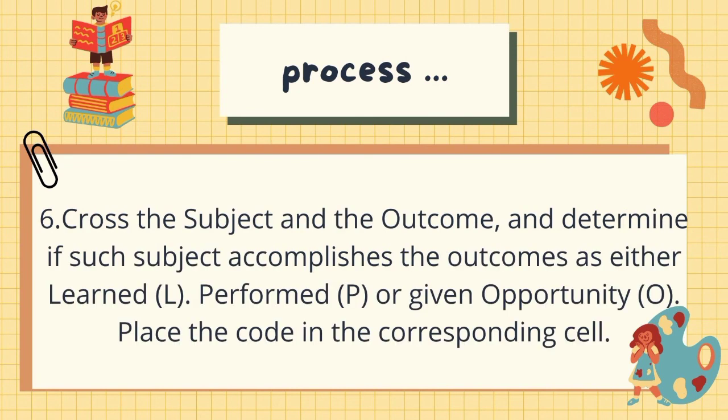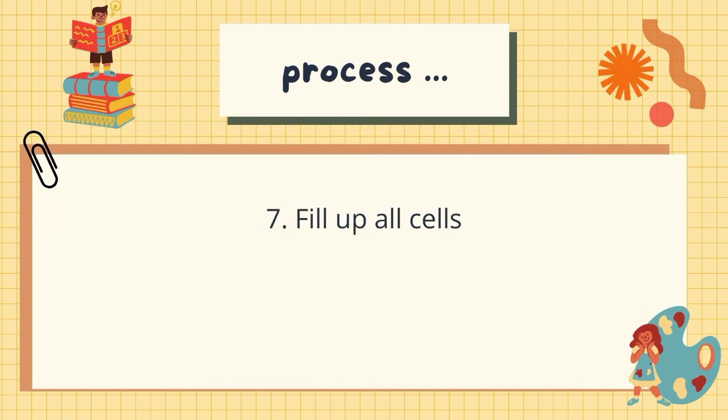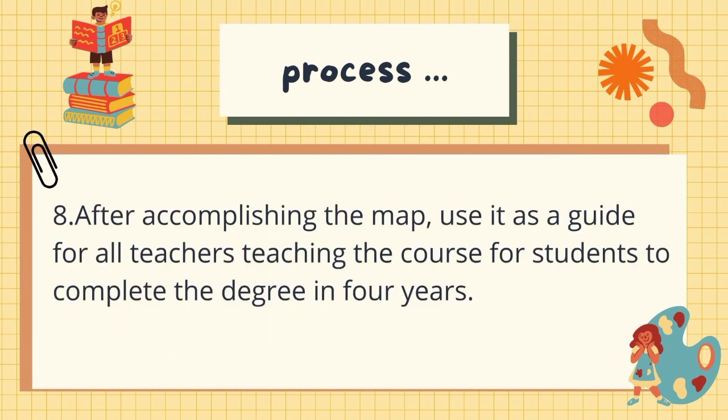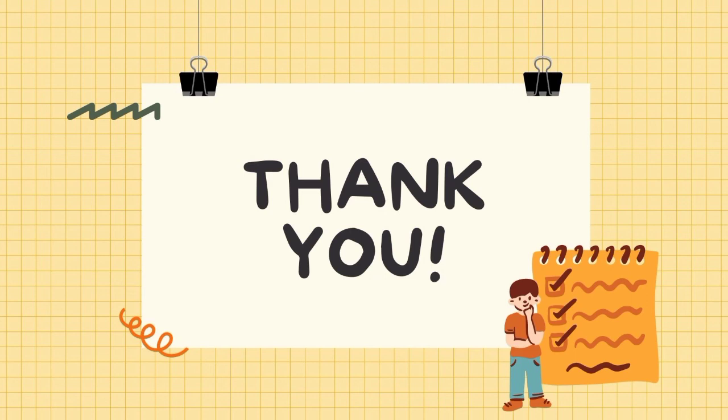Sixth, cross the subjects and the outcomes, and determine if such subjects accomplish the outcomes as either learned, performed, or given opportunity. Place the codes in the corresponding cell. Seventh, fill up all cells. Eighth, after accomplishing the map, use it as a guide for all teachers teaching the course for students to complete the degree in 4 years. So that's the end of my part of the discussion.